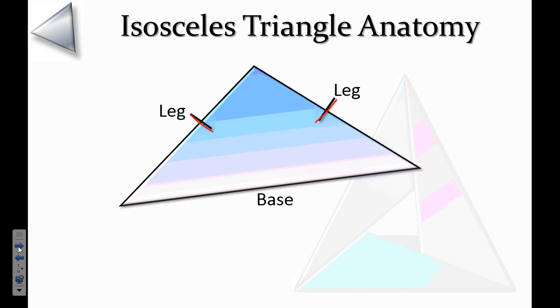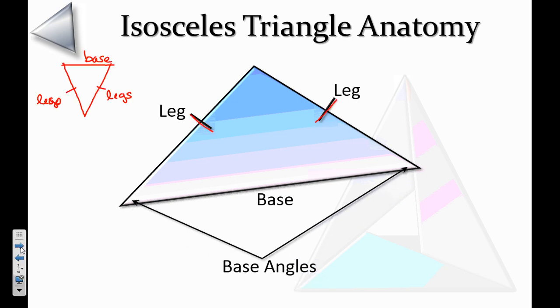The base does not have to be on the bottom. I can draw an isosceles triangle that looks like this and have two congruent legs, and these would be the legs, and this side would be the base. Okay. The two angles that are formed by that base are called the base angles. The two angles that share that base are the base angles. They are opposite the legs.